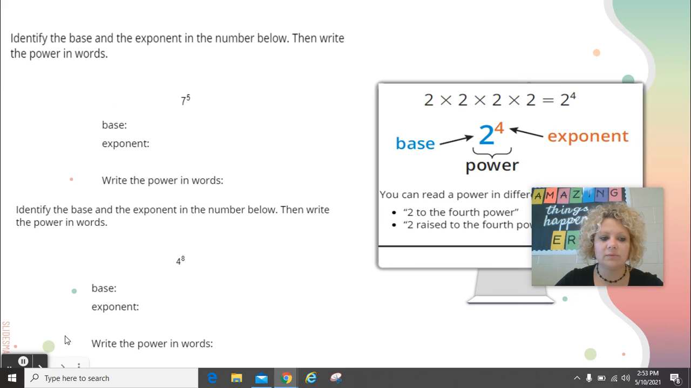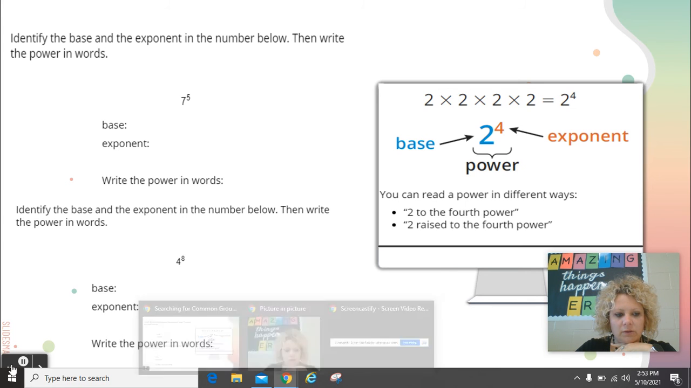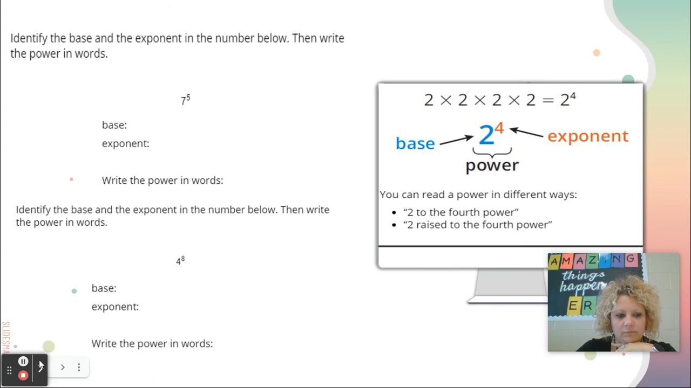Okay, this is just a review. We have gone over this. So let's do some examples. I went ahead and put this here just so that you could have it off to the side. We're going to identify the base and the exponent, and then we're going to write it in words.